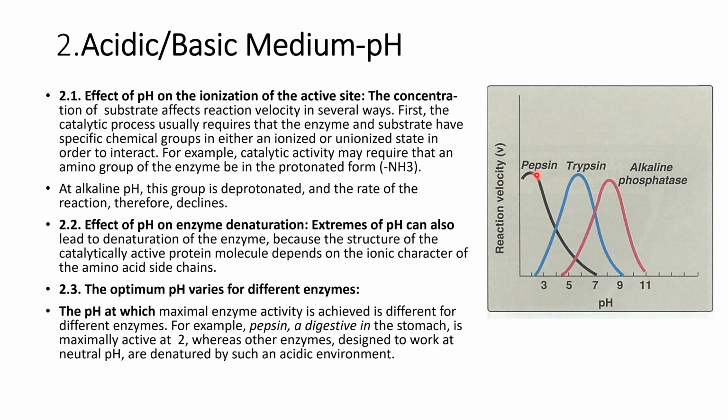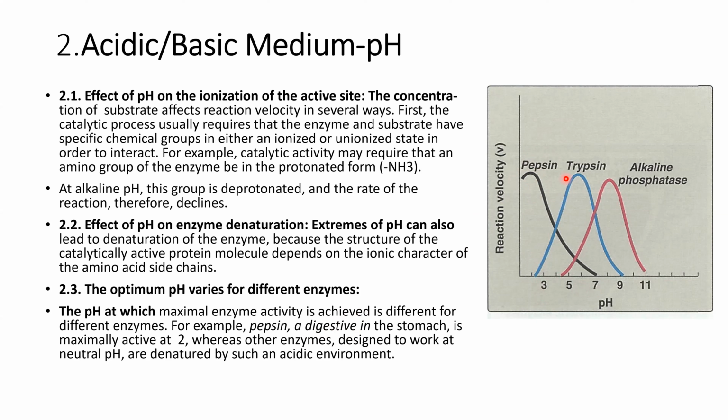So let's say pepsin is basically a secretion in the stomach, and this is a digestive enzyme. It works well at very low pH. Low pH means it works best at a highly acidic pH, right?